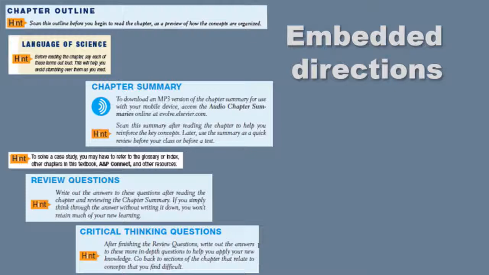So we have these little hint icons. And again, you can't read these, but every feature has a little hint. The one for the word list, which I call language of science in some of the books, says: before reading the chapter, say each of these terms out loud. This will help you avoid stumbling over them as you read. They have the pronunciation guide there, and it tells them to say it out loud. It gets over that hurdle of learning a new language where they can hear it out loud. Now, if they can get to the audio glossary, which is online and separate, as Margaret pointed out, hearing that is also a big step in learning language.